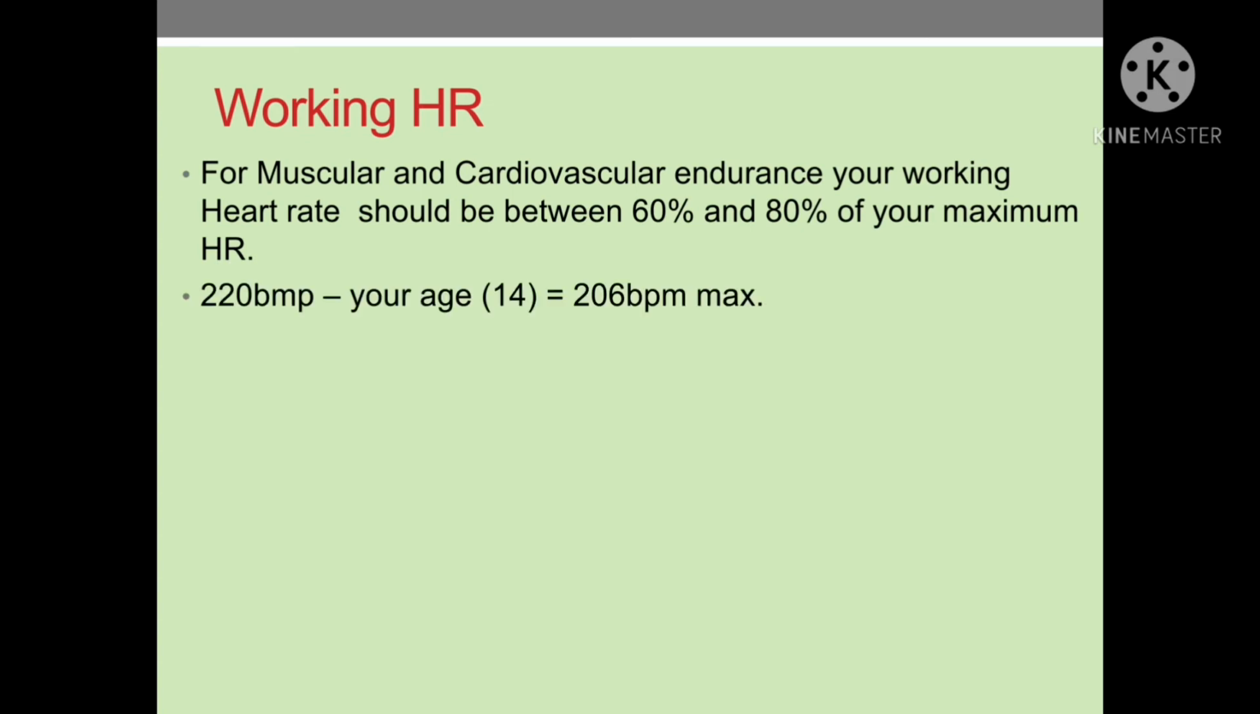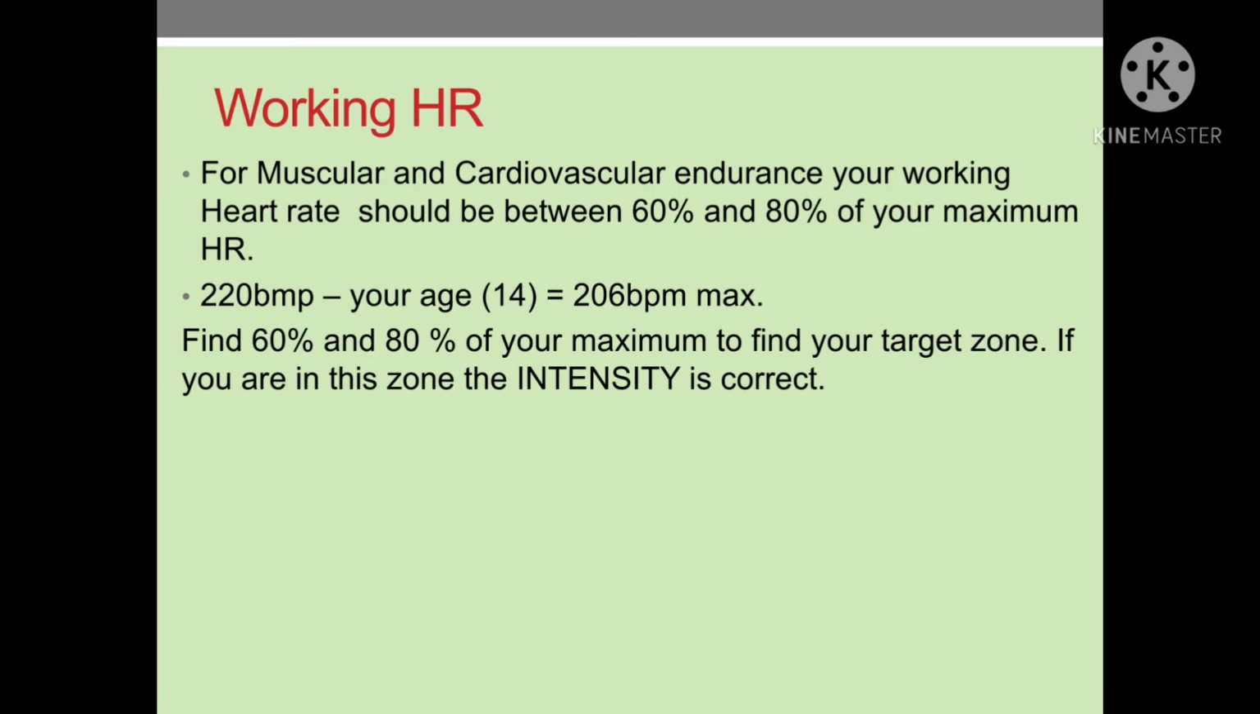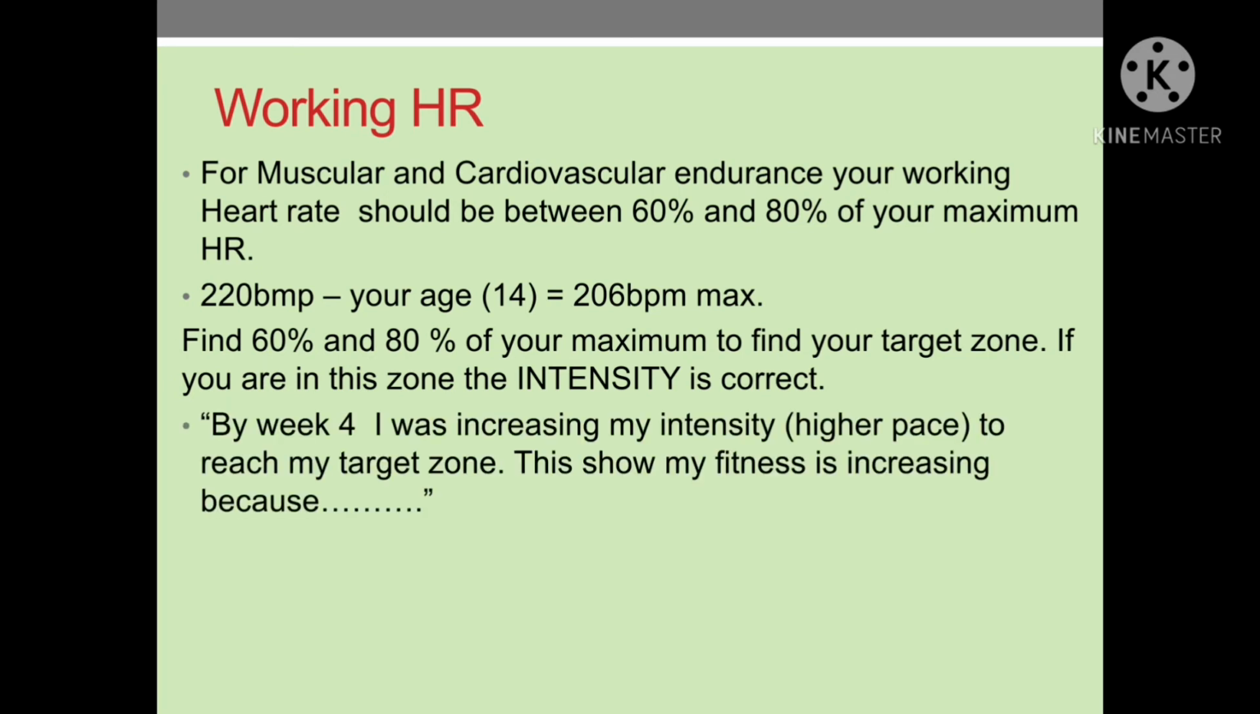So if you're working heart rate, you want between 60 and 80% if you're doing cardiovascular endurance. If you're doing speed and power, you want it in the next threshold above that. Okay, you're going to find your 60 to 80%. And then you're going to talk about that.